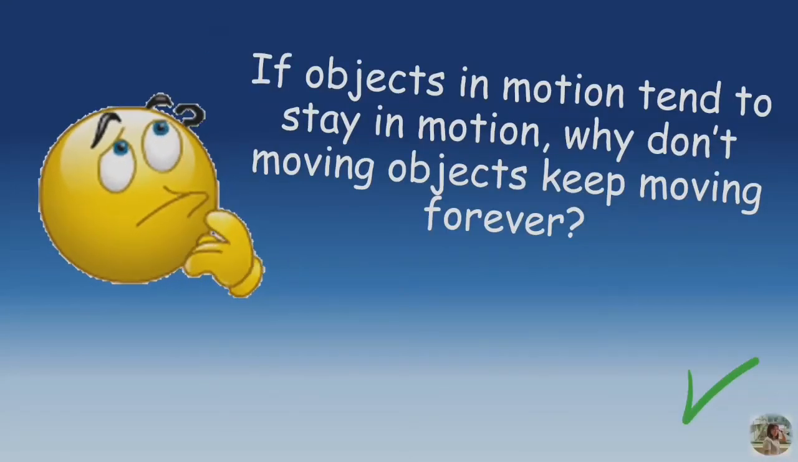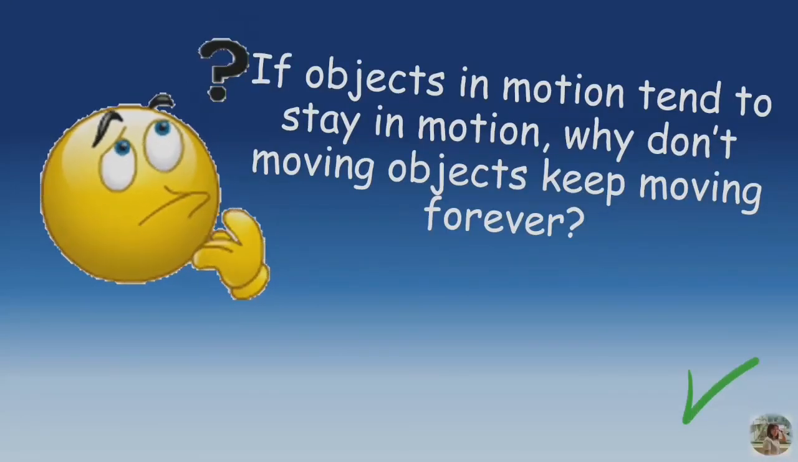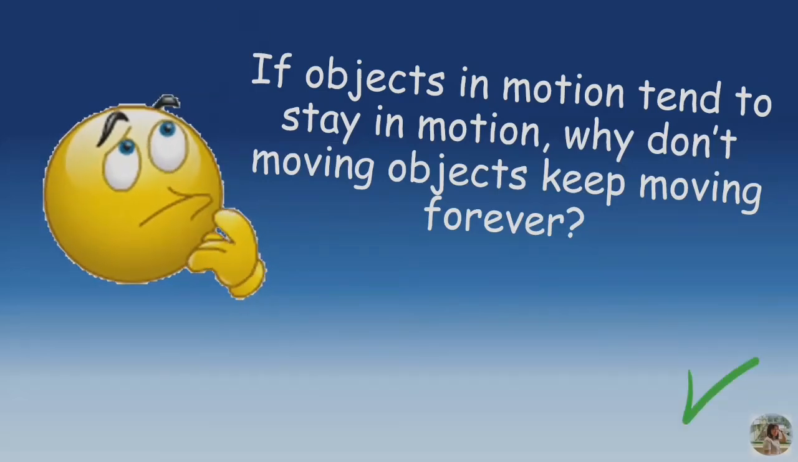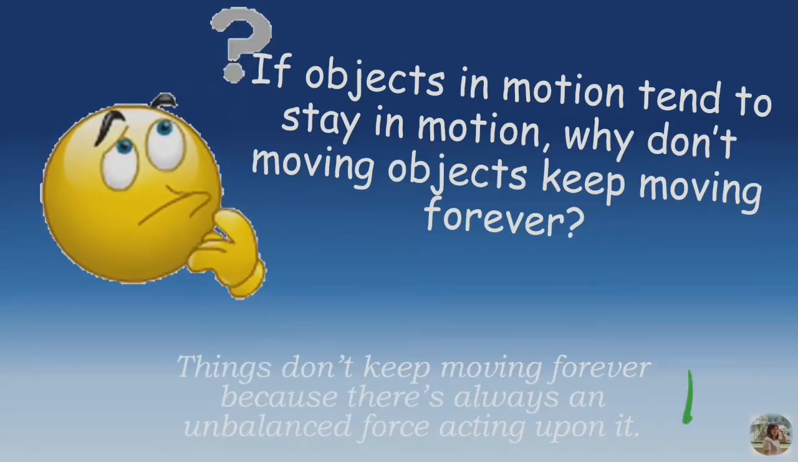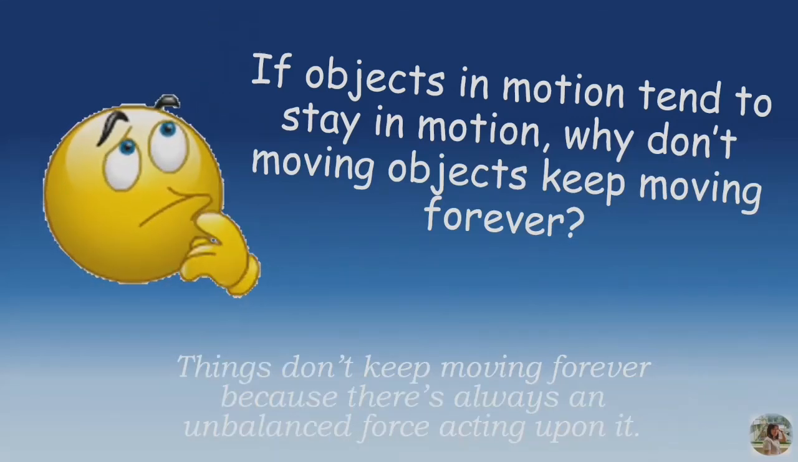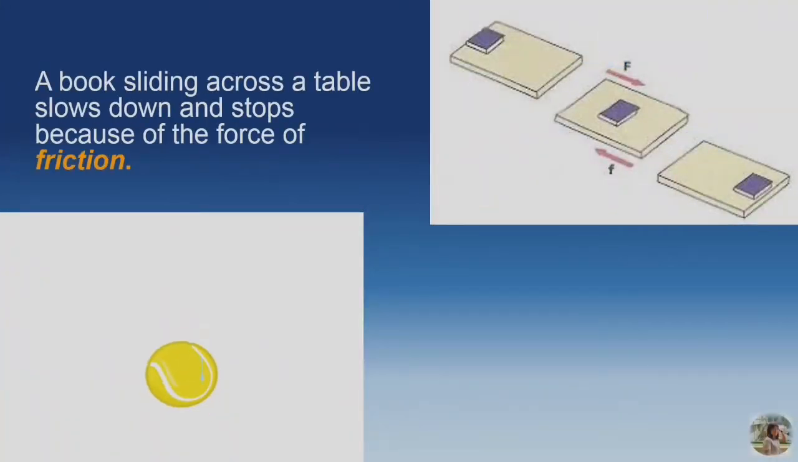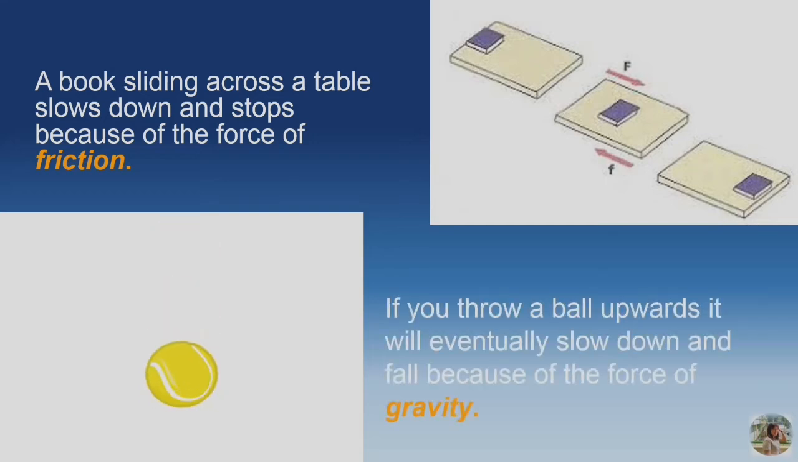If objects in motion tend to stay in motion, why don't moving objects keep moving forever? Things don't keep moving forever because there's always an unbalanced force acting upon them. A book sliding across a table slows down and stops because of the force called friction. If you throw a ball upwards, it will eventually slow down and fall because of the force called gravity.